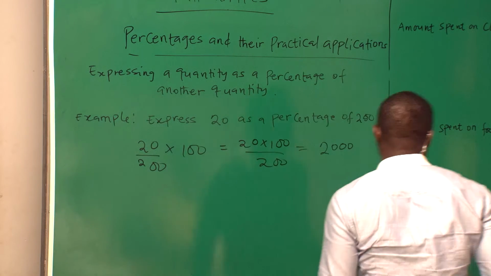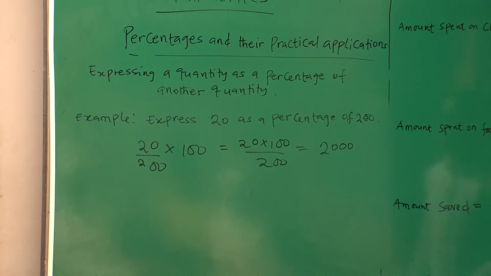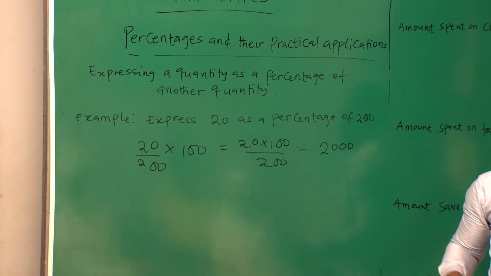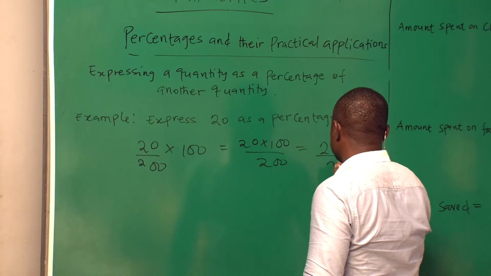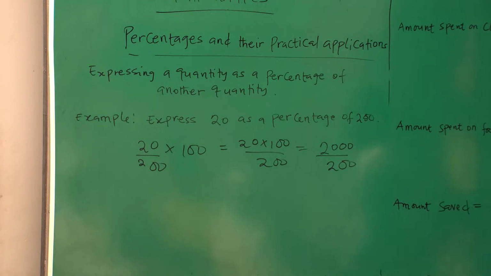So the numerator gives us what? 2,000. Then we divide by 200. Are you okay?